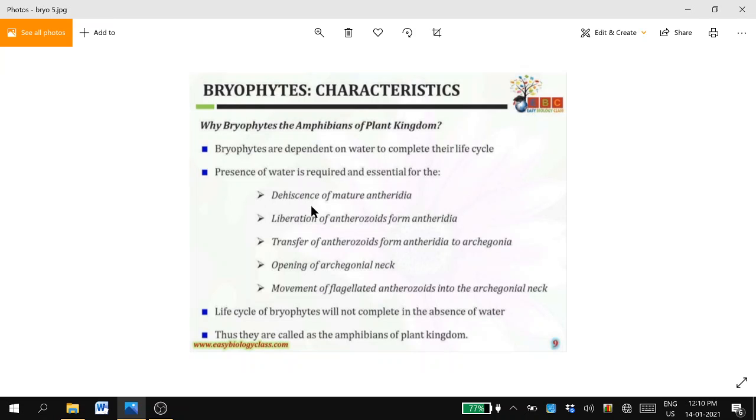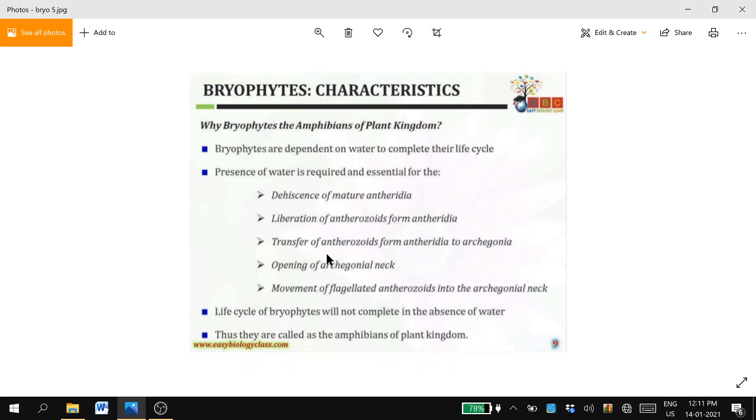First is the dehiscence of mature antheridia, and then the liberation of anthrozoids from antheridia. Antheridia are the male reproductive structures of bryophytes, and the anthrozoids are formed inside these antheridia. When these anthrozoids are liberated from antheridia, they require water. So, water is essential in this phenomenon.